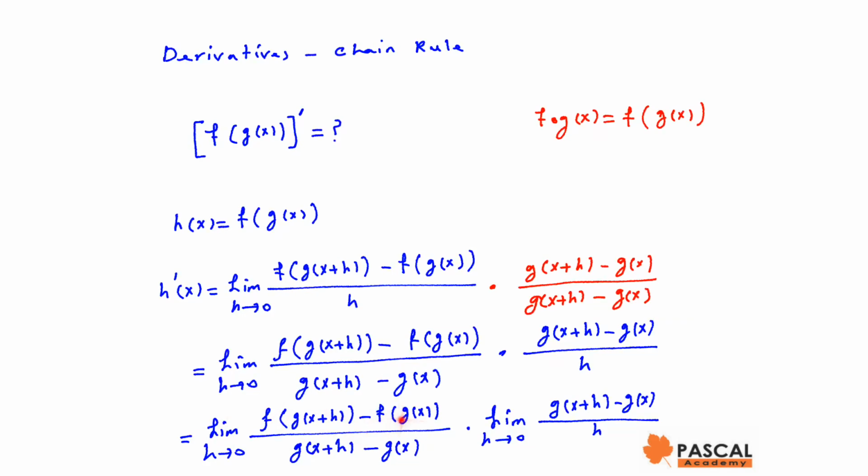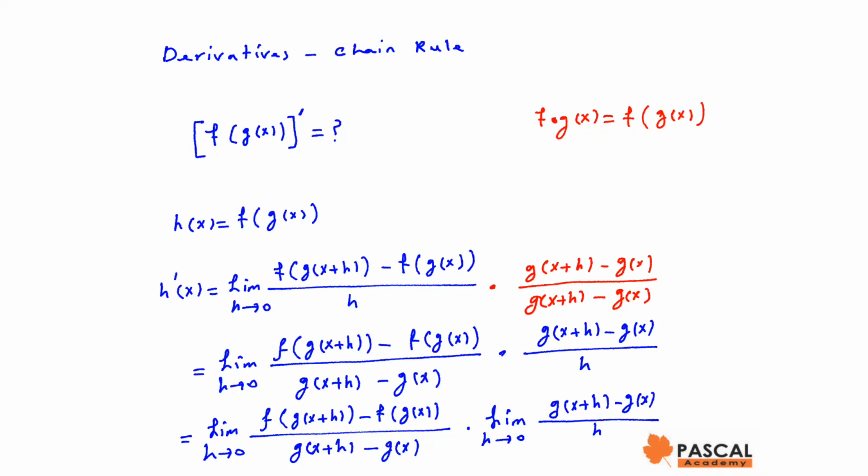Since the limit of a multiplication is the multiplication of the limits, the derivative can be written as the limit of f of g of x plus h minus f of g of x over g of x plus h minus g of x as h approaches 0, times the limit of g of x plus h minus g of x over h as h approaches 0. The second limit is obviously g prime of x.